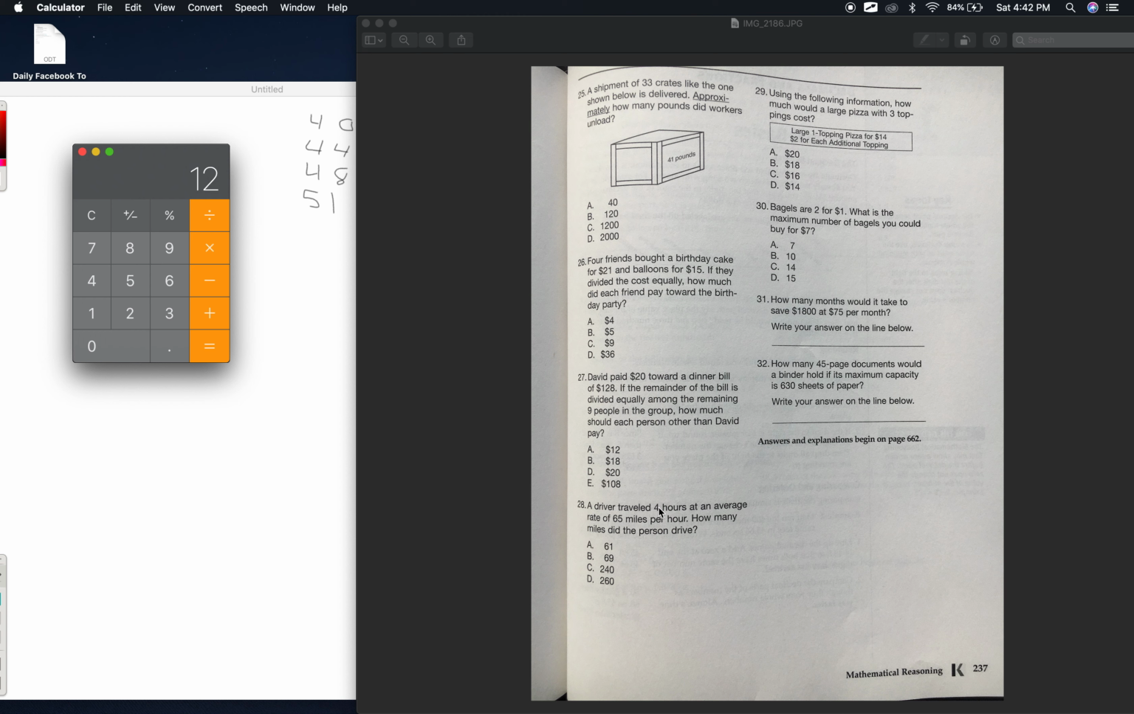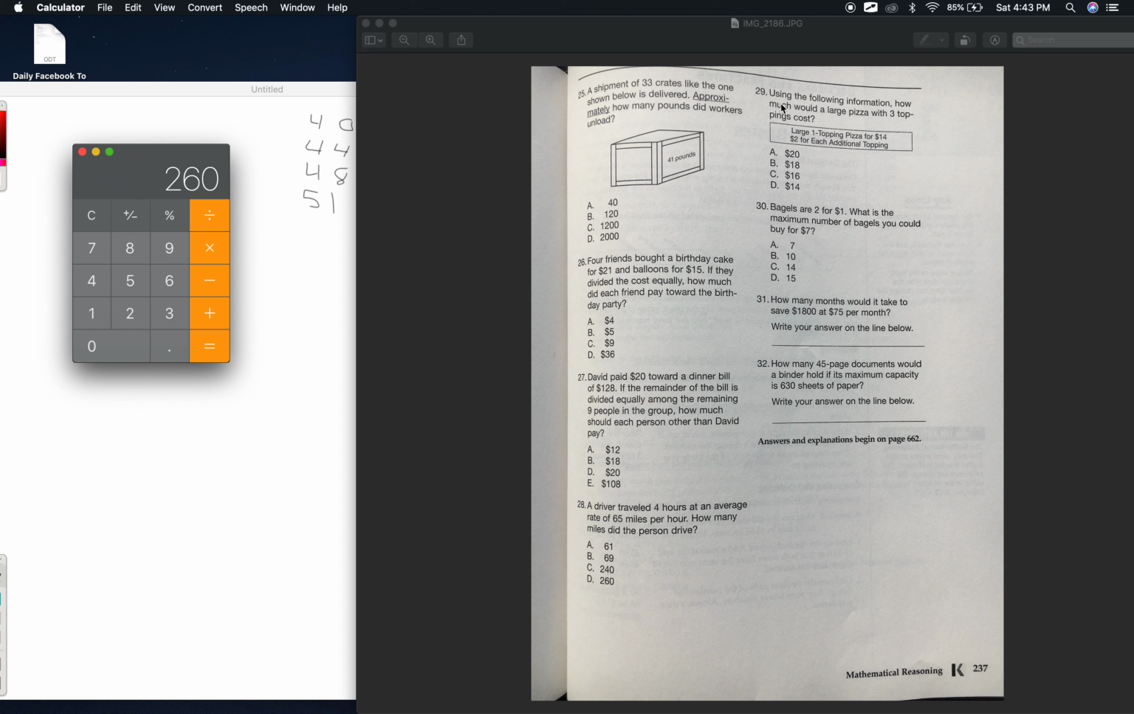A driver traveled 4 hours at an average rate of 65 miles per hour. How many miles did the person go? Okay, so we know he traveled 65 miles per 1 hour. But we know he didn't travel 1 hour. He traveled for 4 hours, so we need to take 65 up here and multiply it by 4, which gives us 260. So the answer is D.